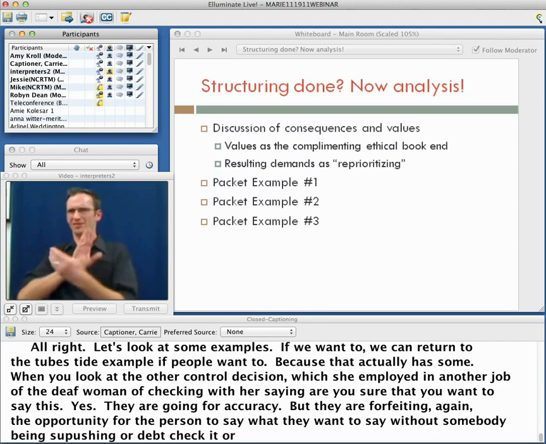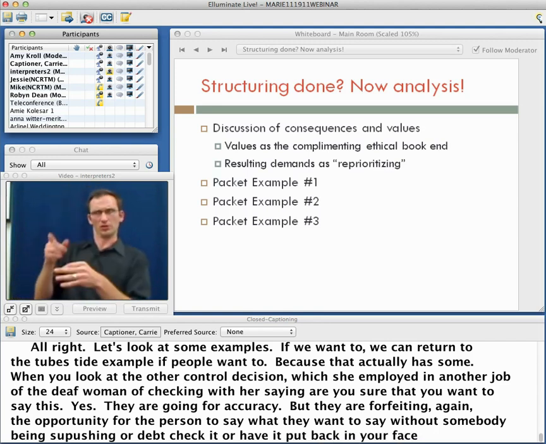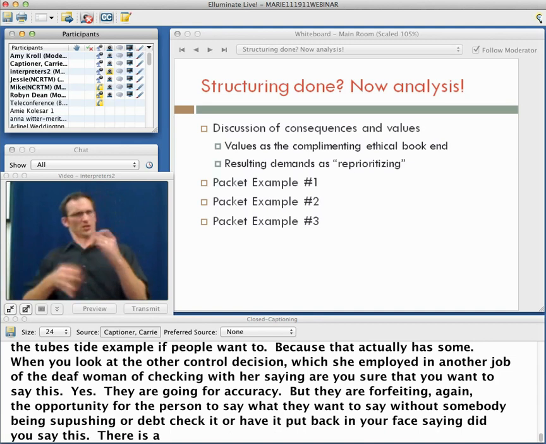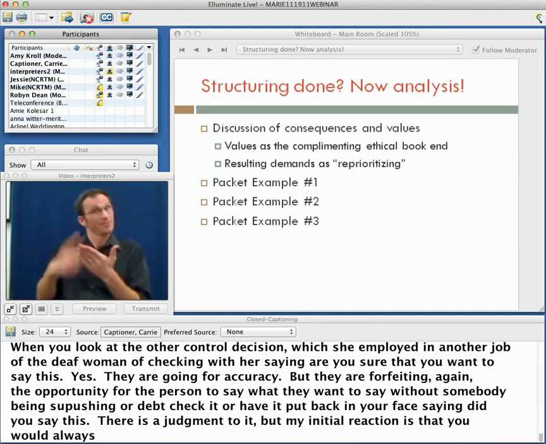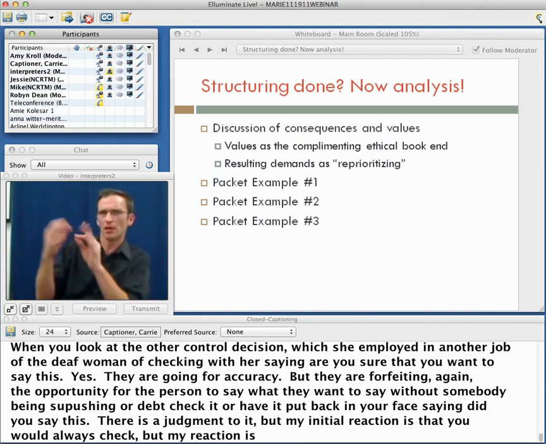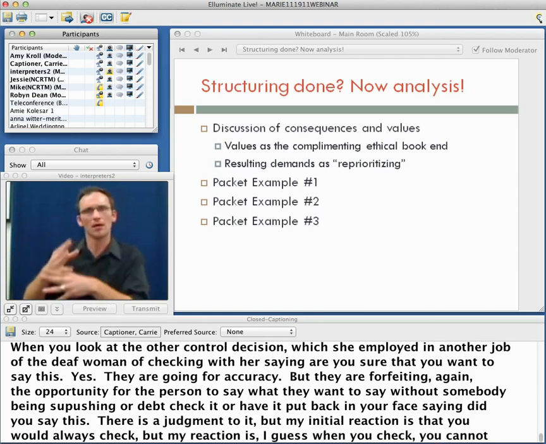And so that's a really interesting conversation, even though my initial reaction is to say, oh my gosh, you'd always check. But then I think to myself, no, I guess when you check, you can't avoid negative consequences in interpreting decisions.